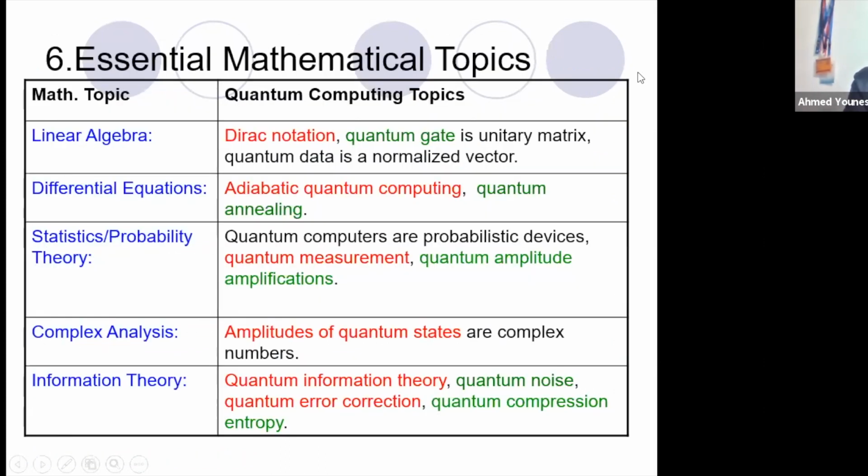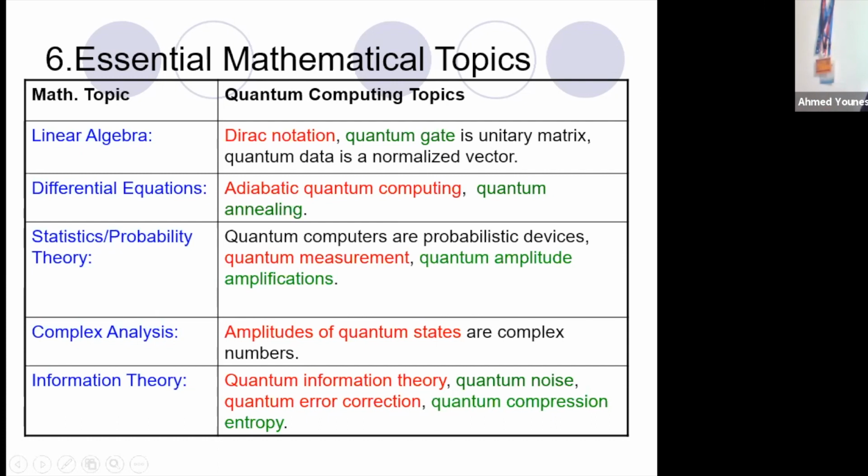Another thing we have to take into consideration if you are interested to learn about quantum computing is that, okay, my background is computer science, but we have to say that mathematics is very important in quantum computing. In this table, I show you the mathematical topics and their importance in quantum computing. Actually, I don't want to scare people, but you have to know about mathematics to understand the power you can gain from a quantum computer.